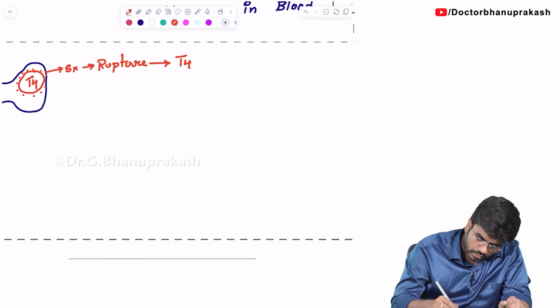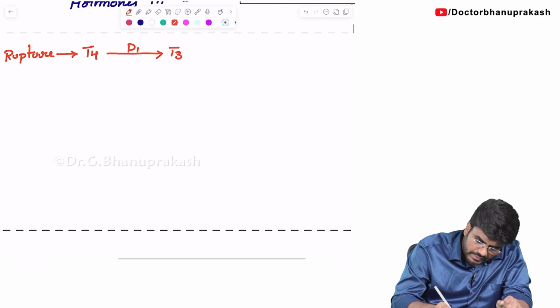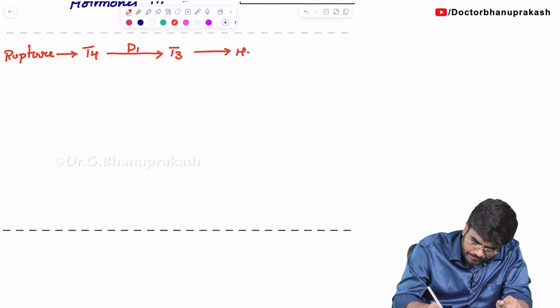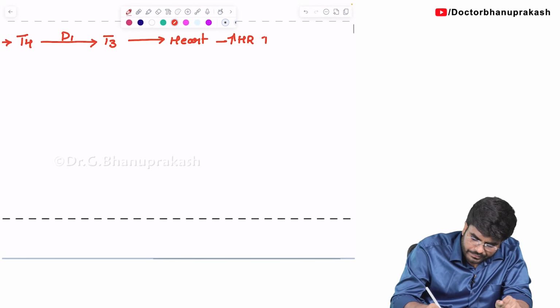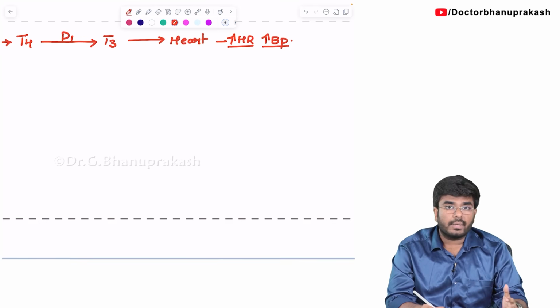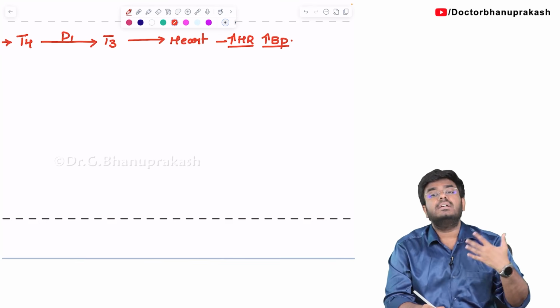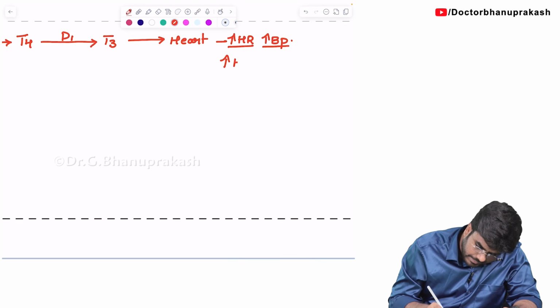Now what will happen to this T4? With the help of D1 deiodinase, T4 is converted into the more active form called T3. And what will this T3 do? The T3 thyroid hormone is going to act on your heart. It will increase your heart rate and increase your BP. Later I will tell you, thyroid hormones are thermogenic hormones. They increase the basal metabolic rate, increase the number of sodium potassium pumps, and increase heat production in the body. So thyroid hormones increase the body temperature.